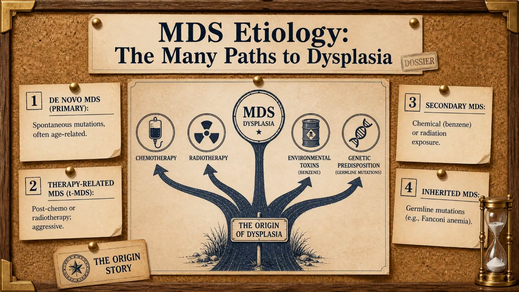These patients are born with a genetic vulnerability that makes their hematopoietic stem cells more susceptible to acquiring additional mutations that lead to MDS. Understanding these different etiologies is crucial because it helps us understand the patient's history and can sometimes influence prognosis and treatment decisions. Your role in preparing the bone marrow and peripheral blood samples allows the pathologists and clinicians to piece together this complex origin story. Next, let's talk about a fascinating cellular process that goes awry in MDS, apoptosis.